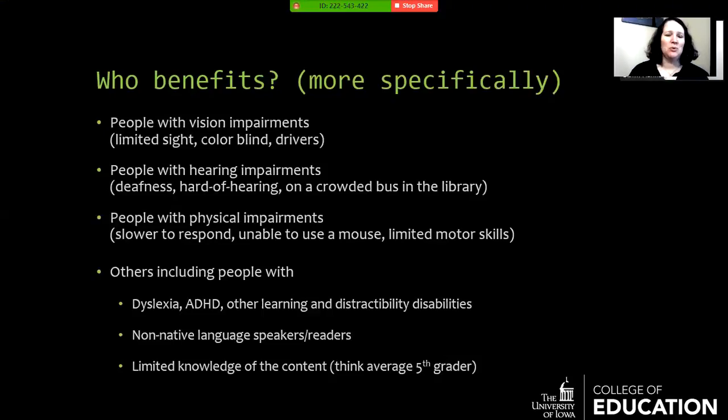It helps people who are driving and want to listen to your content. If you have people with hearing impairments and you have a video, you need to make sure it's captioned. That also helps the person who's on the loud bus that doesn't have their headphones. They can still read the text in their hand. People with physical impairments, and this goes to that usability.